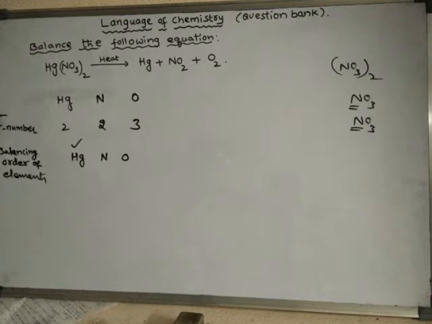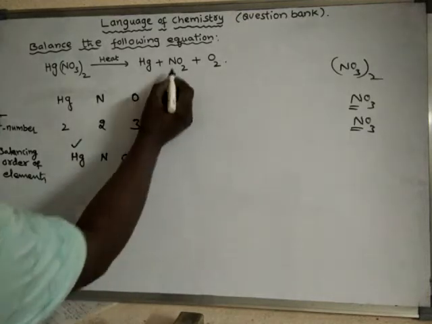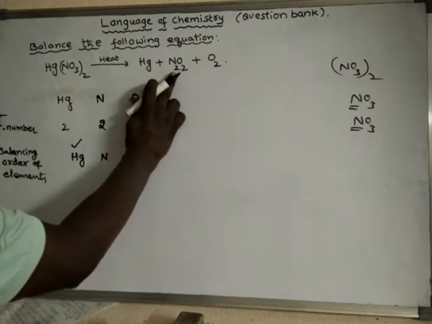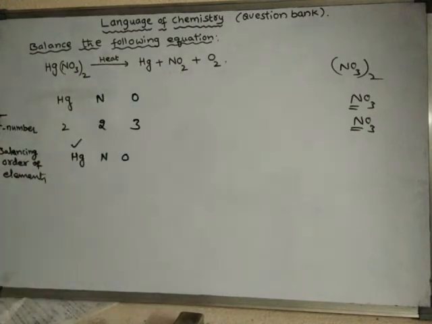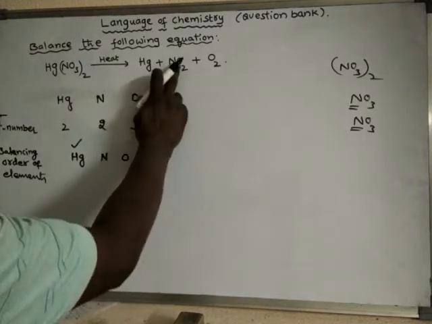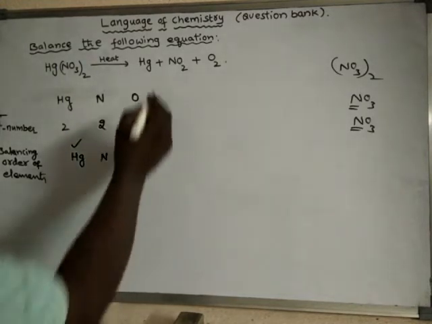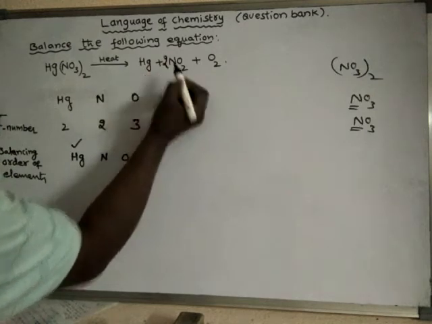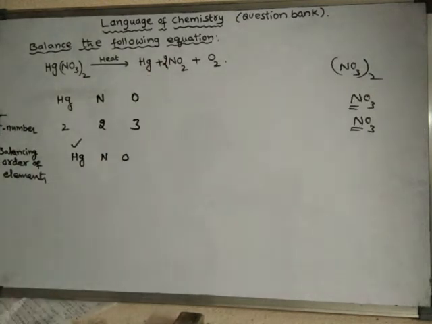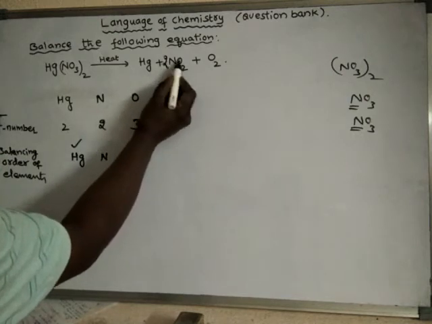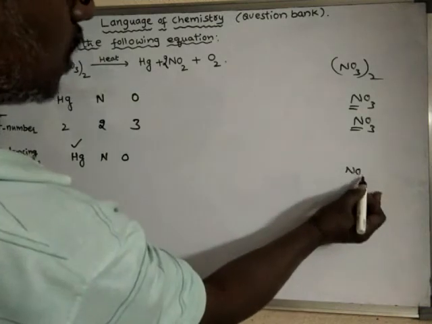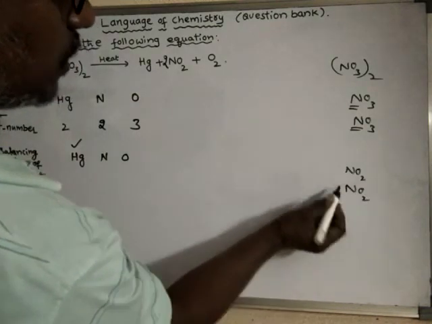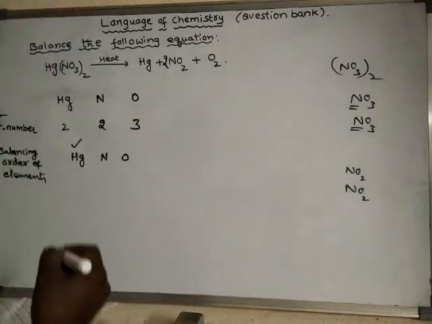We have to balance the atoms in such a way that we don't write N2 here. If you write N2 here, then the formula of this substance will change. We should not change the formula. So in order to balance this without changing the formula, simply put 2 before NO2. So it indicates what? One NO2 and another NO2. That means there are 2 nitrogen atoms and 4 oxygen atoms in it.